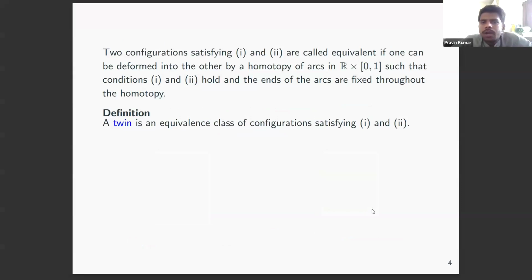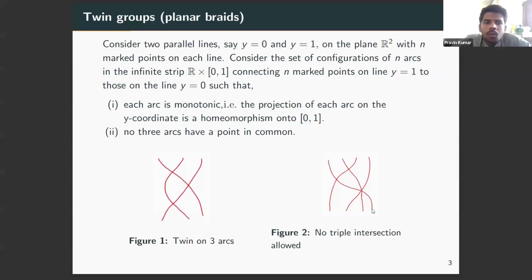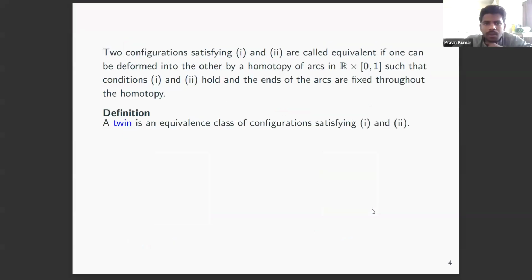Two such twins are said to be equivalent if one can be deformed into the other by a homotopy of arcs fixing the endpoints, such that throughout the homotopy, conditions 1 and 2 hold: each arc is monotonic and no three arcs have a point in common. The equivalence classes we call twins, also called planar braids.